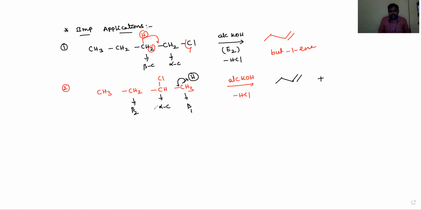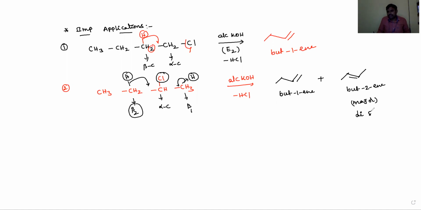If you remove the hydrogen atom from the beta2 carbon, we'll get but-2-ene. So this is but-1-ene and this is but-2-ene. Among these, according to Saytzeff's rule, but-2-ene is the major product because it is a disubstituted alkene.